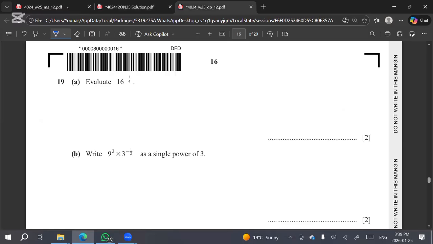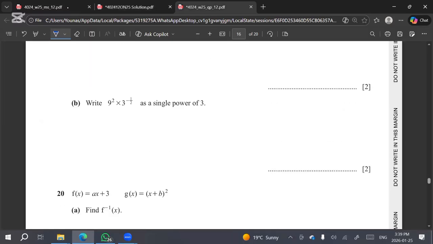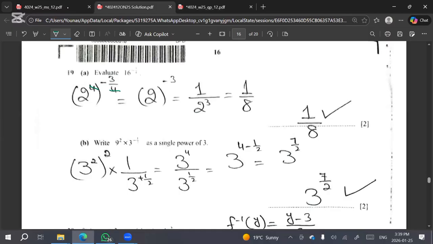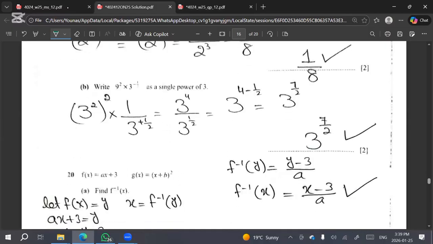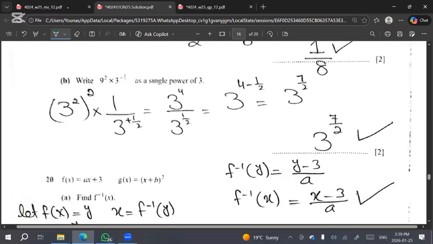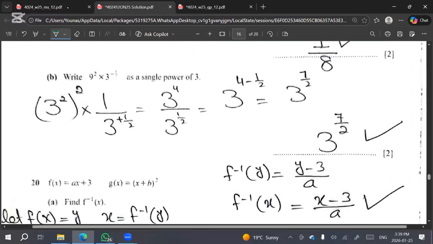Okay, then we have the question number 19 and its B part. He says write 9 square multiplied 3 raised to power minus 1 by 2 as a single power of 3. Okay, in the place of the 9, I can write 3 square, and then you have a square on top of it. So in the place of 9, I wrote 3 square raised to power 2, multiply, because the power of this other 3 is negative, I'll bring it downstairs, so that will multiply 1 by 3 raised to power 1 by 2. So you will have 3 raised to power 4 divided by 3 raised to power 1 by 2.